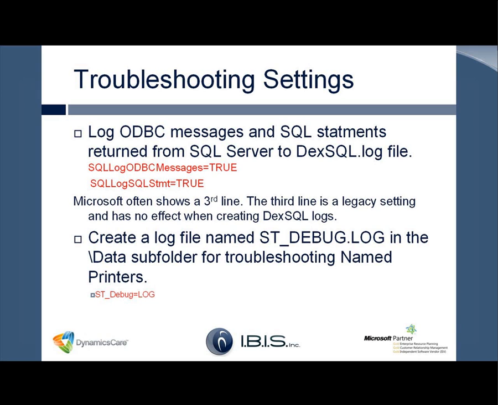Before we do that, if you're having some problems with named printers, maybe you've set a named printer, and when you actually print an item, it's not going to the correct printer, you can turn on st_debug equals log. That will log the named printer activities so that you can help figure out what's going on in the background.